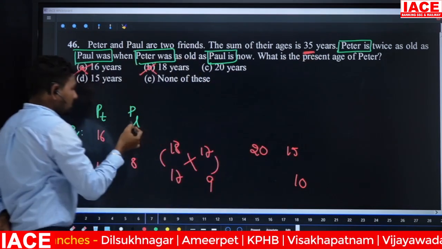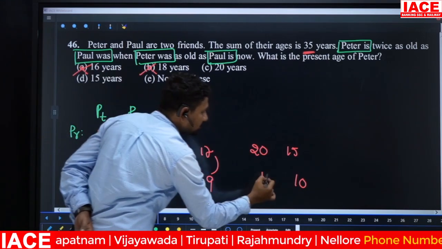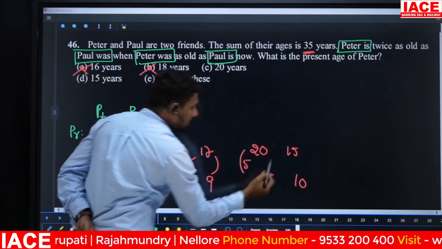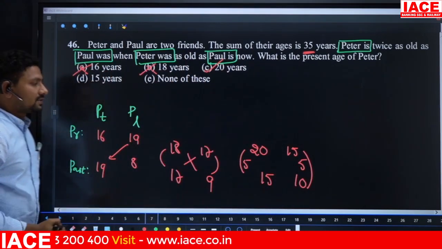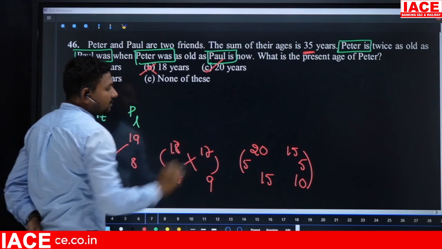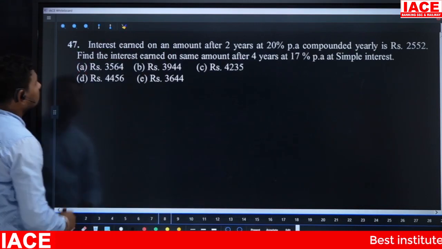Then Paul's present age is Peter's past age, then it is a 15. And look at the differences here. The years gap is the same. Then our option C is the correct answer. When the difference is the same, that is our final answer. And go for the next question.